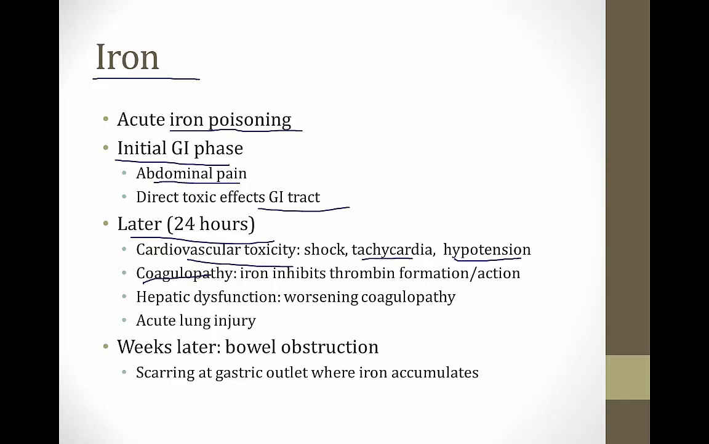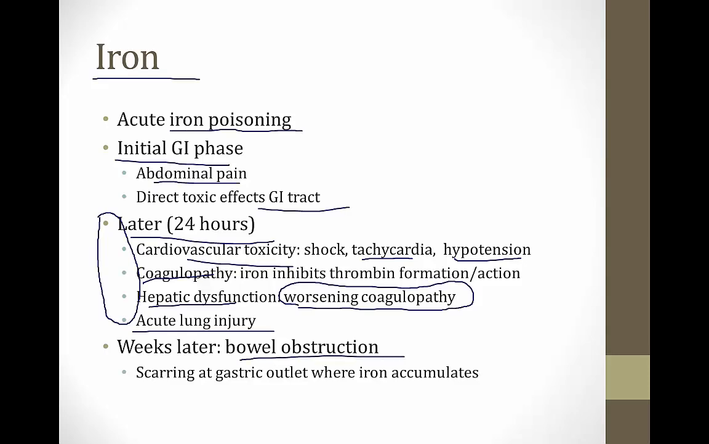They also get a coagulopathy because iron inhibits thrombin formation and function. They get liver failure from hepatic dysfunction, and this also can worsen the coagulopathy, so these patients are highly prone to bleeding. They can also get acute lung injury from the direct toxic effects of iron. And in this phase is when you often see an anion gap metabolic acidosis. When patients recover from the iron overdose, weeks later they often get a bowel obstruction. This is because you get scarring at the gastric outlet where the iron accumulates.